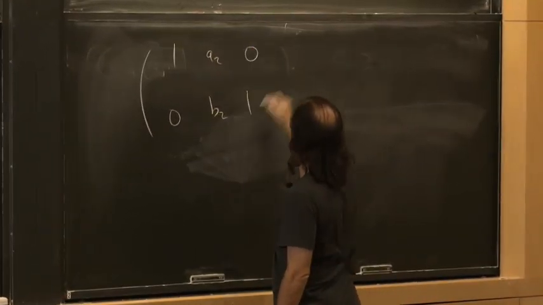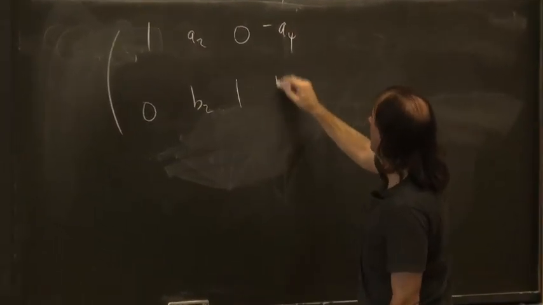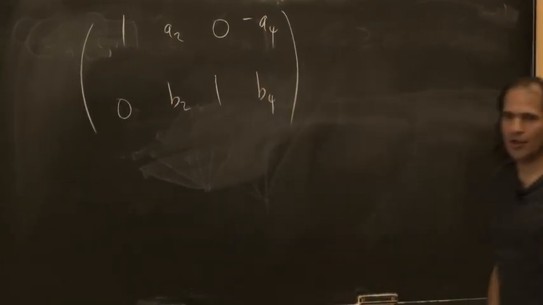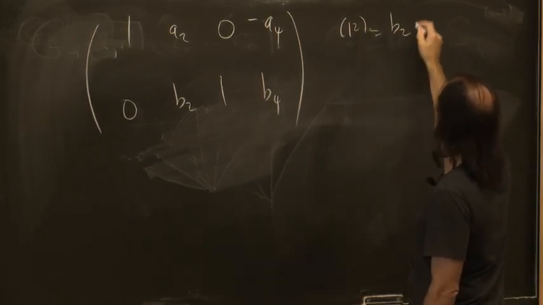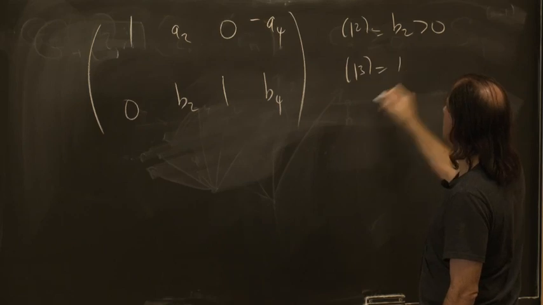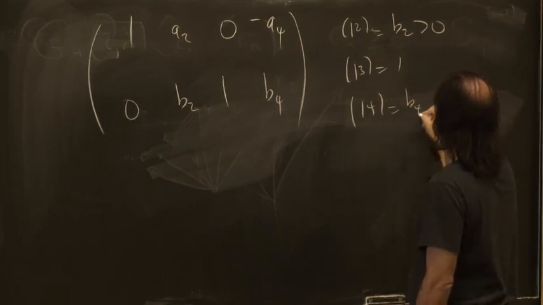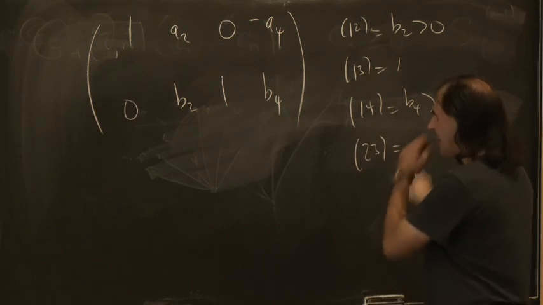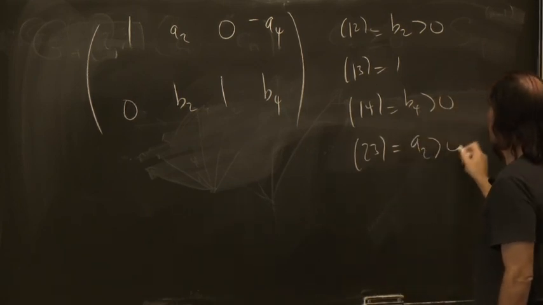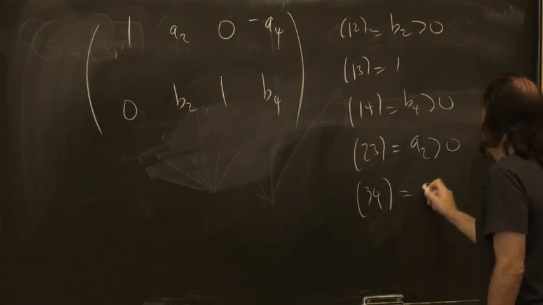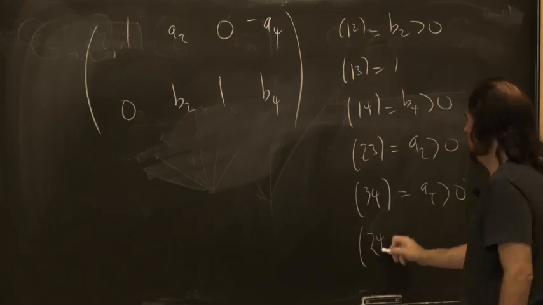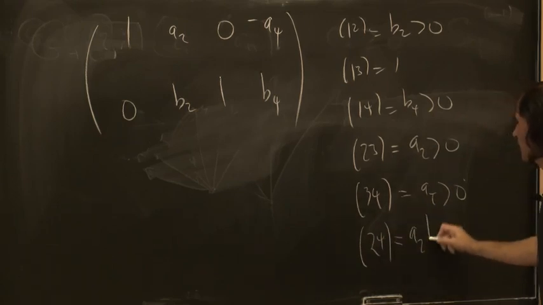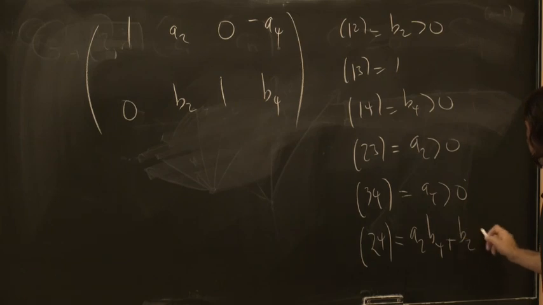So here's another gauge fixing. Right? Now it is easier, because now 1, 2 is just B2, which is positive. 1, 3 is just 1. 1, 4 is B4, positive. 2, 3 equals A2, which is positive. So all these variables have to be positive. And now here's the interesting thing. Well, we can see it in any gauge fixing, but it's easier to see it in this one.